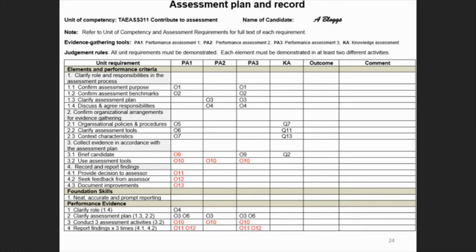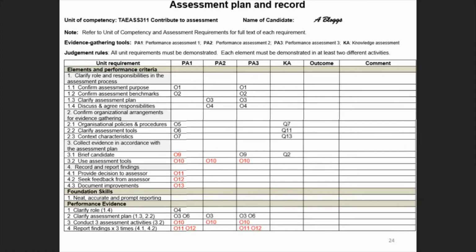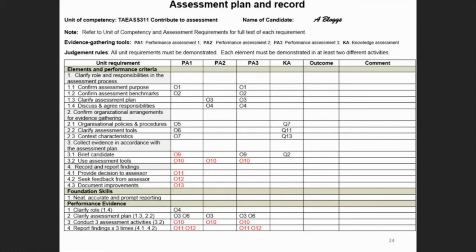On the left-hand side, we have the unit requirement, elements and performance criteria. Notice that the elements are listed and then the performance criteria are listed. I want to stress that this is important. Some people leave out the elements and just list the performance criteria, and we lose context of what we're talking about. If I was to talk to you about something with legs and a flat top, you probably assume it means table, but we're not entirely sure. I would need to mention the word table, and then you know the legs are table legs and not person legs, because the word table helps you interpret what it means.